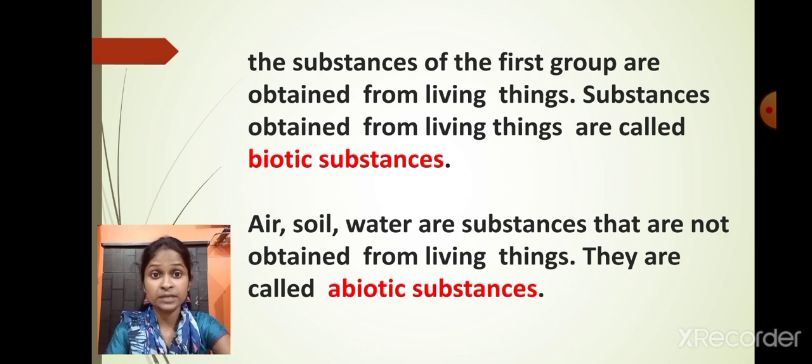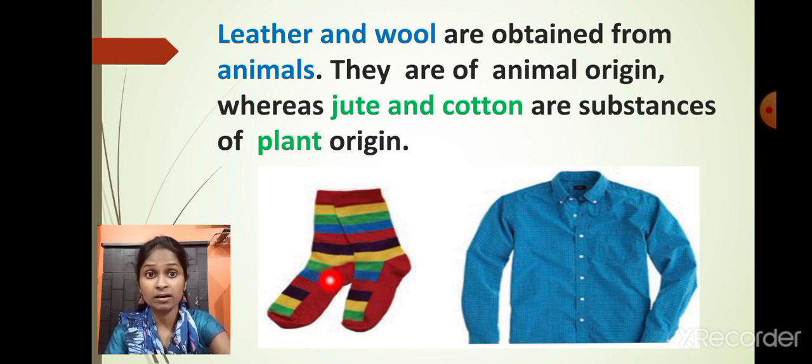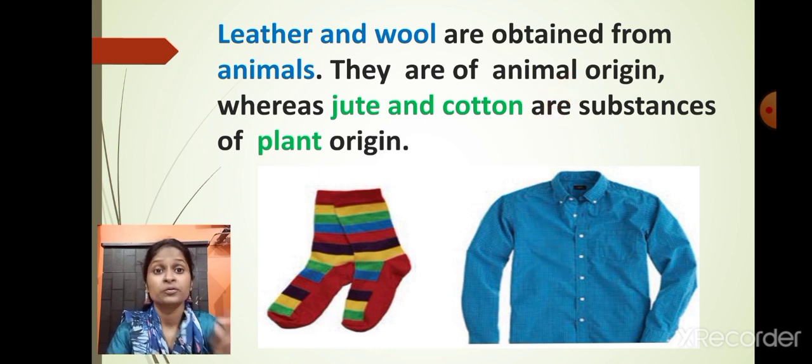And one more thing which we have learned in the last lecture is that there are certain materials which we can get from plants and certain materials which we get from animals. Wool and leather we obtain from animals. Am I right? So we call them what? Animal origin. And there are certain materials like cotton and jute, which we obtain from plants. So these materials we call what? Plant origin.